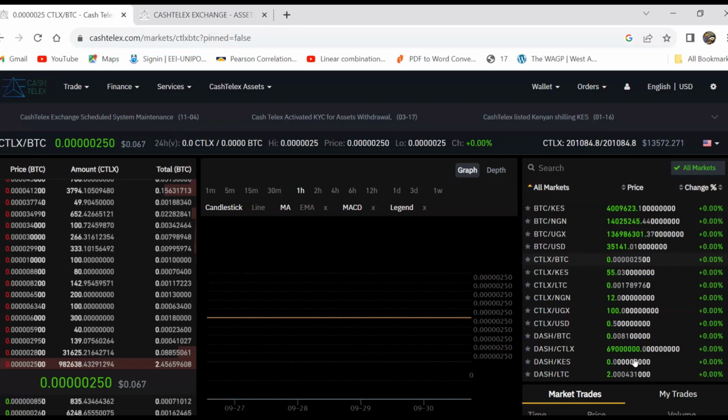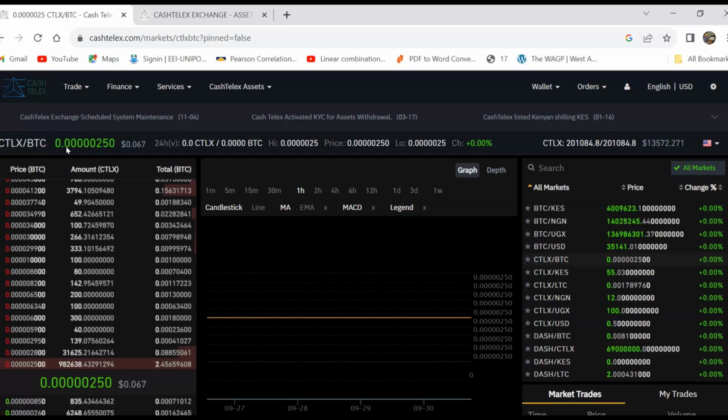The first thing I want to show you on this exchange platform is how you could place your trade for selling, and how you could place your trade for buying. Look at my cursor carefully. You will see that we have CTLX/BTC here. For now, on the exchange platform, we are only pairing. When we say pair, you're only trading CTLX and BTC.